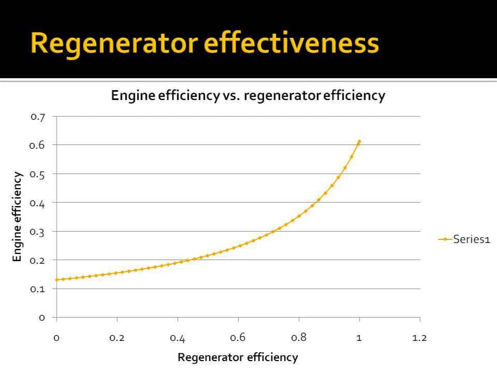Looking at regenerator effectiveness, with a perfect regenerator, we're looking at the current efficiency of 60%. As the efficiency of the regenerator goes down, we're looking at engine efficiencies of around 12% before any losses are even considered. So the regenerator really is a critical part for the Stirling engine.